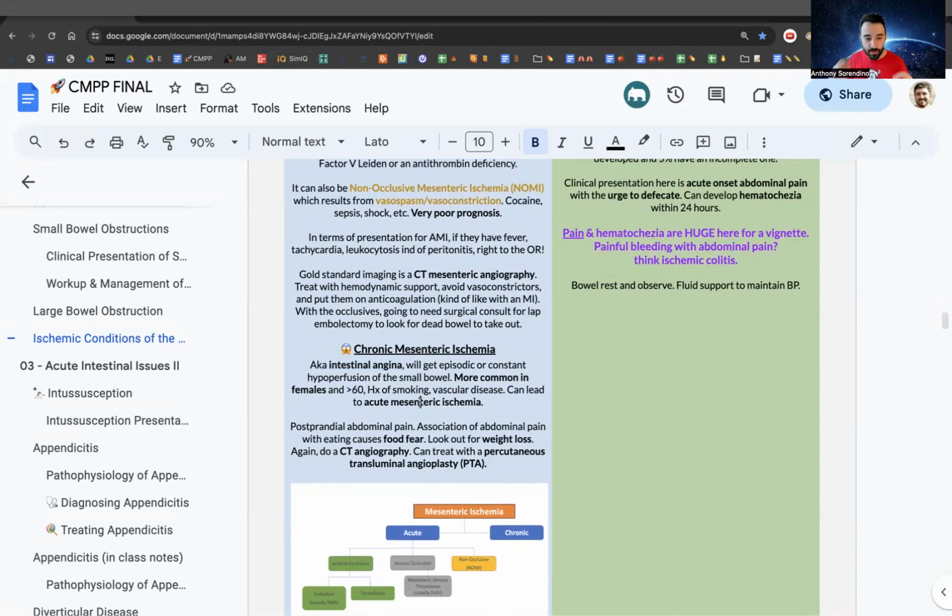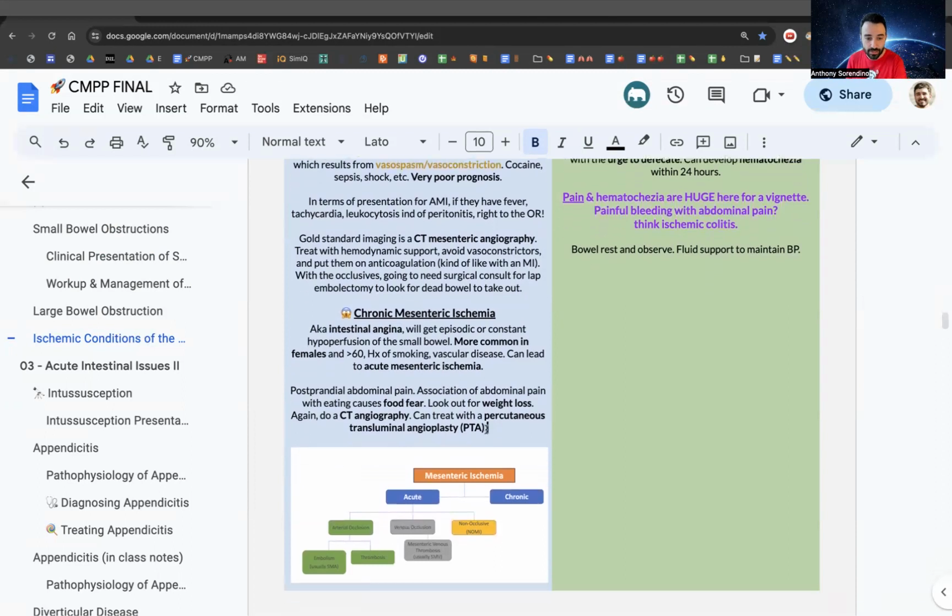It's more common in females over 60 with a history of smoking and vascular disease, and it can lead to acute mesenteric ischemia. So interesting. The chronic one can actually lead to the acute, more life-threatening condition, okay?